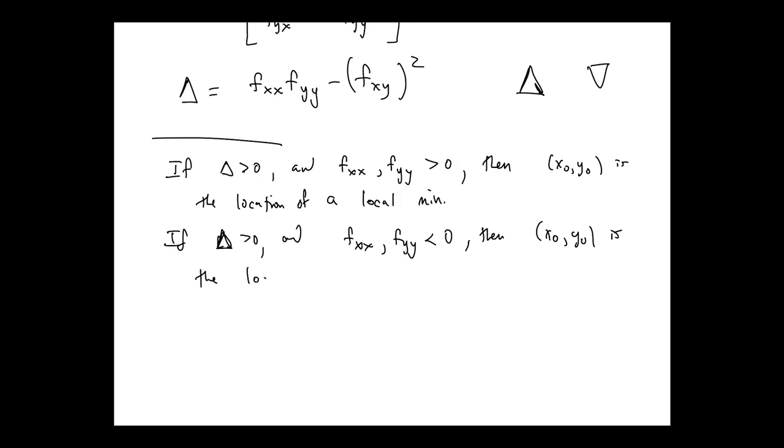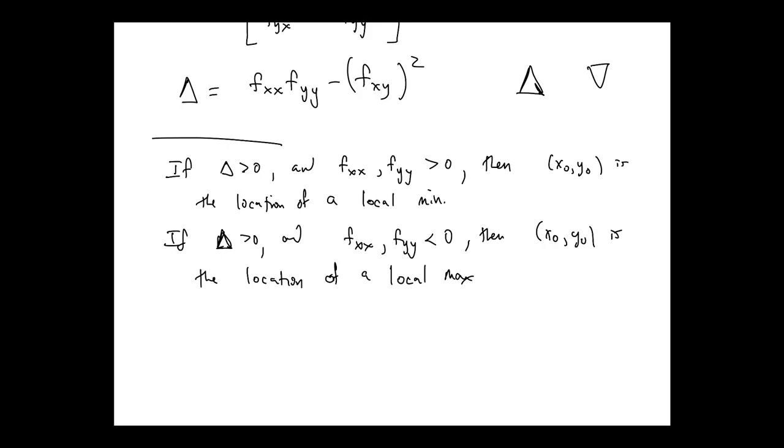if both second partials are negative, then that's where we find a local max. Okay, so that part kind of works like calc 1. But there's one other situation, well, actually two other situations that we have here.